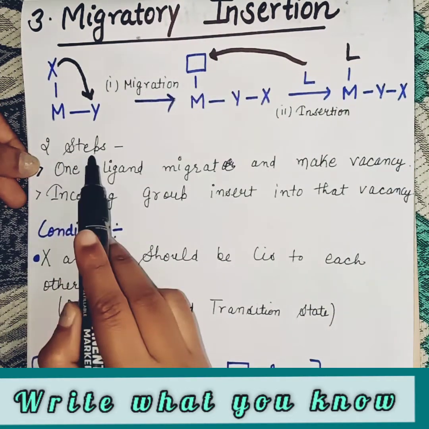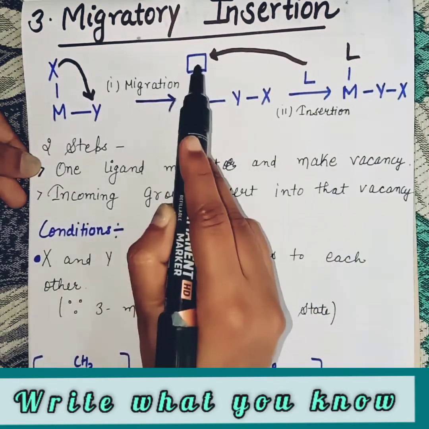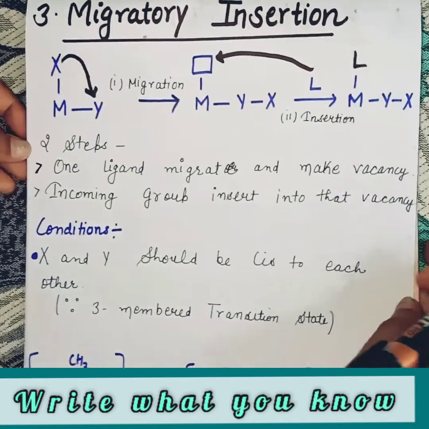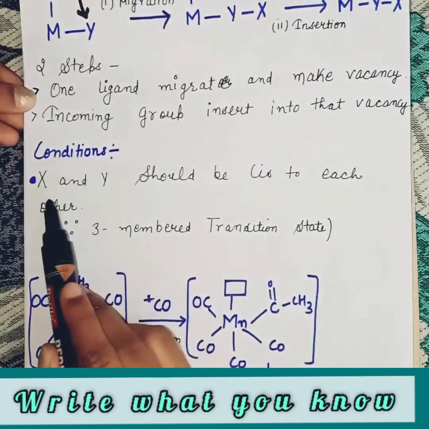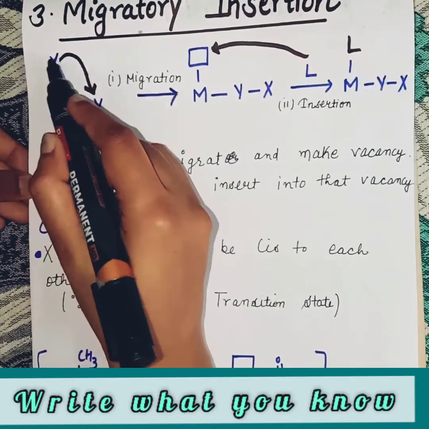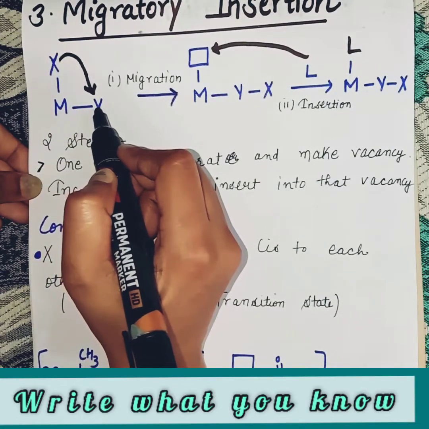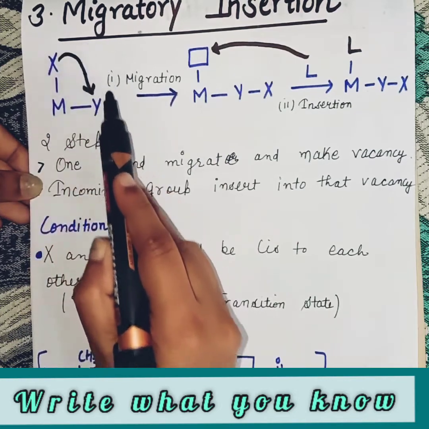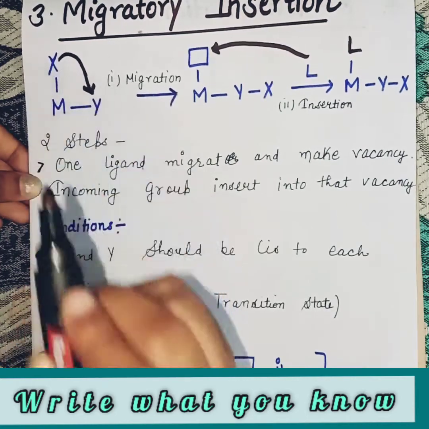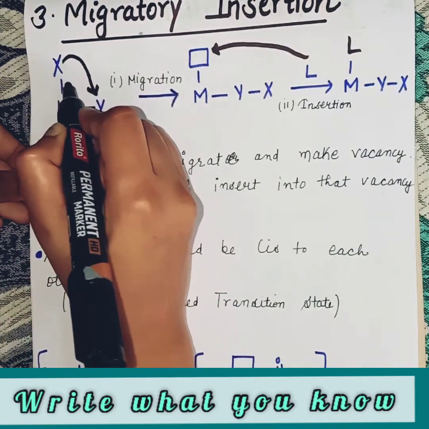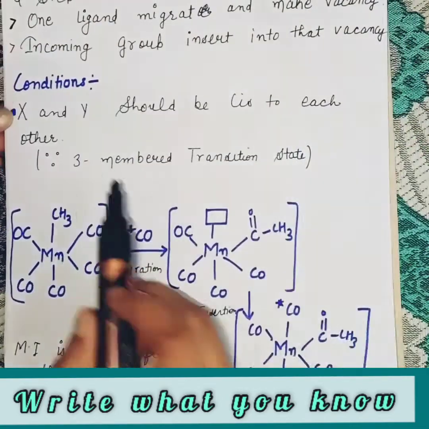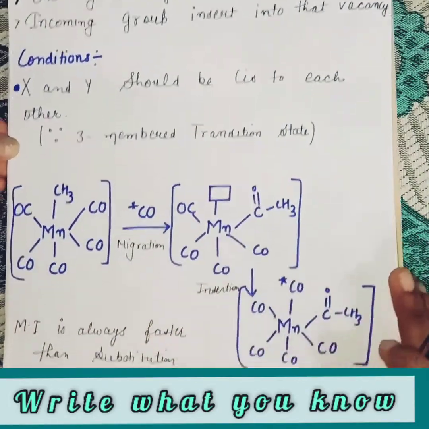So it is a two-step process. One ligand migrates and makes a vacancy, then another incoming group inserts into that vacancy. So it's very simple, guys. Nothing is difficult in this. Conditions: X and Y should be cis to each other. This X and Y group must be at cis position to each other. If they are not at cis position, then this group will not migrate to this position. So the necessary condition is that both groups are cis to each other, so that it can make a three-member transition state with this complex.